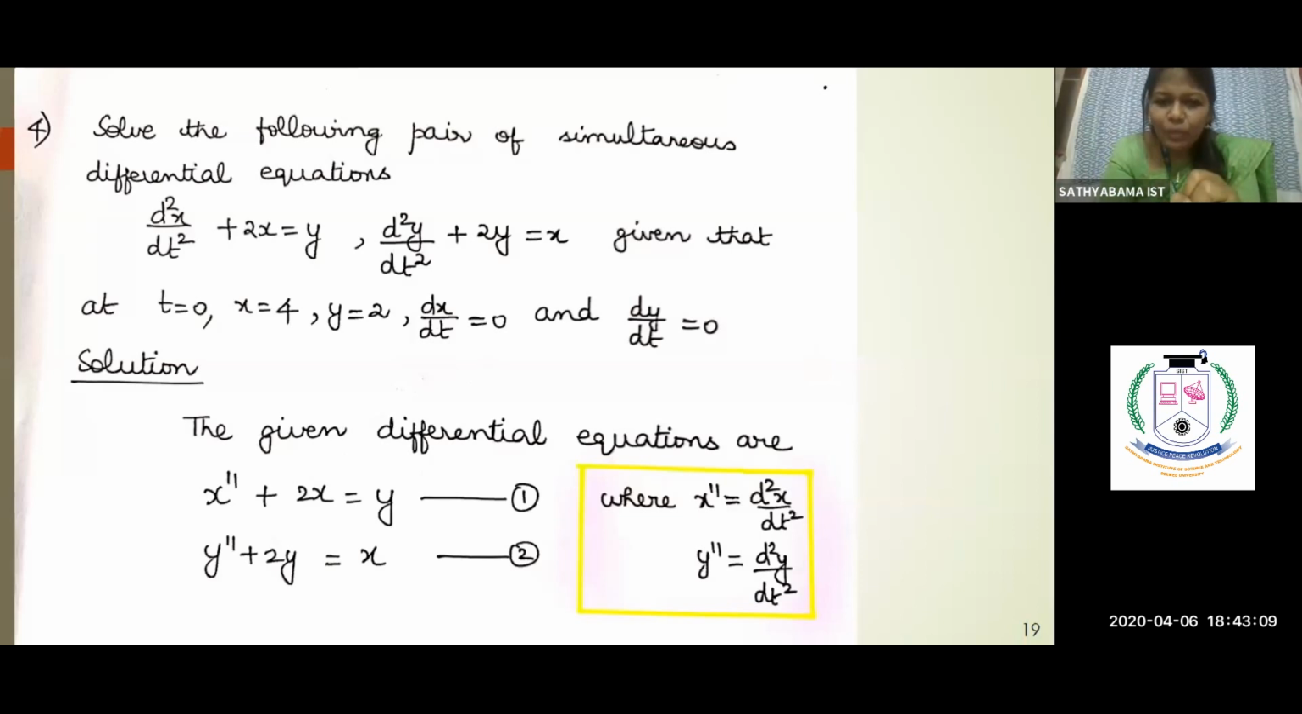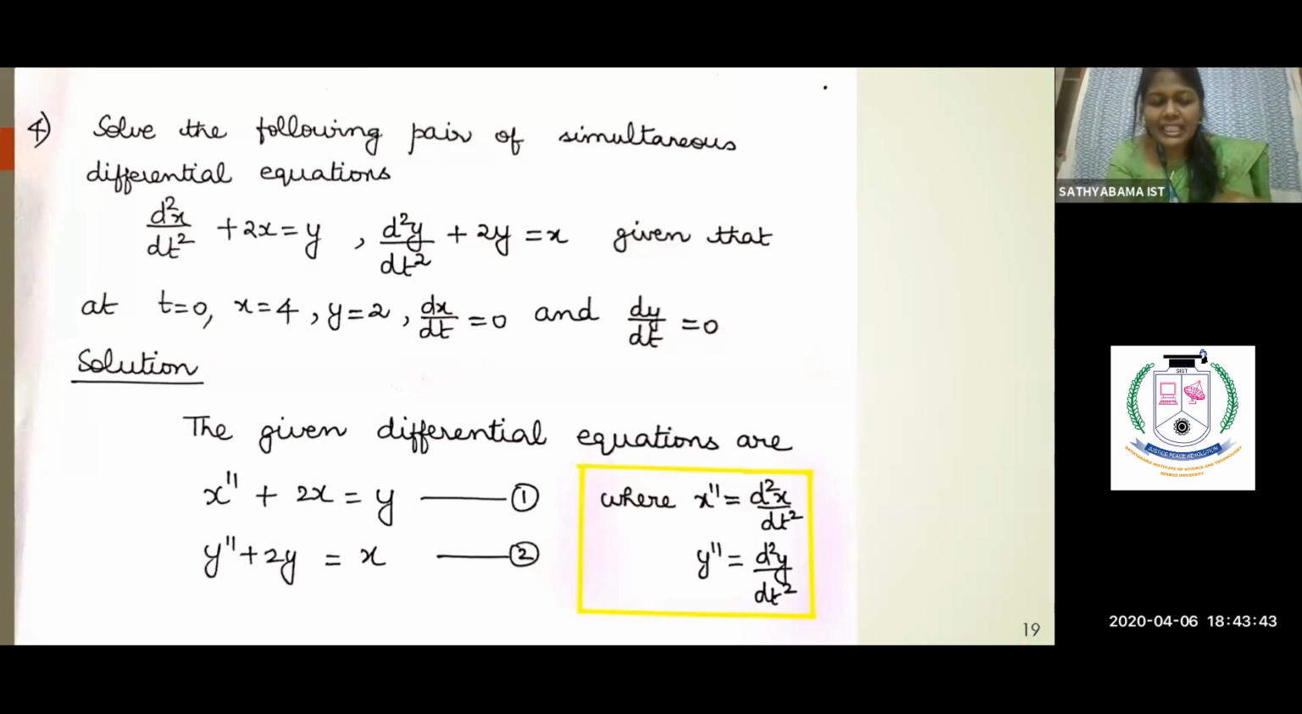Now, I want you to please read the initial condition that is given in the question. Can you tell me what is given? It says at t is 0, x is 4. What does that mean? x of 0 equal to 4. What is the next initial condition? At t is 0, y is 2. What does that mean? y of 0 equal to 2. What's the next condition? At t is 0, dx by dt is 0. What does that mean? dx by dt, you know, is x dash. So at t is 0, dx by dt is 0. What does that mean? x dash of 0 is 0.